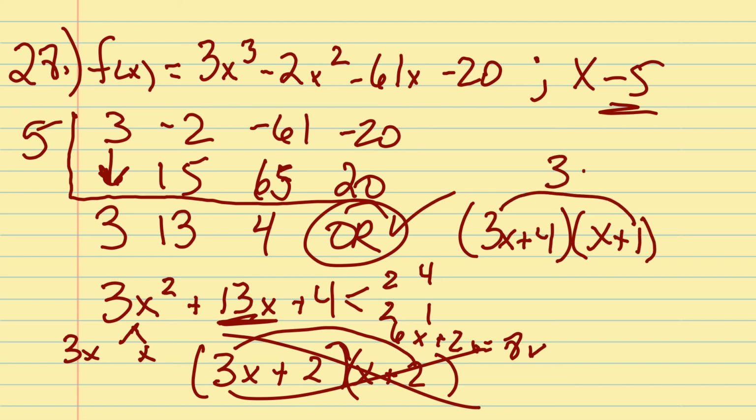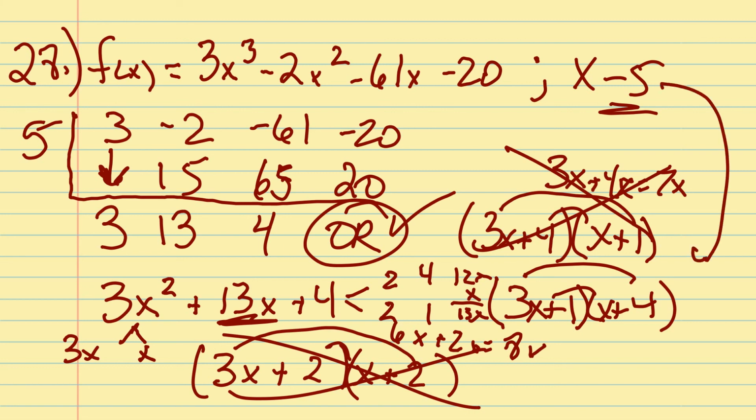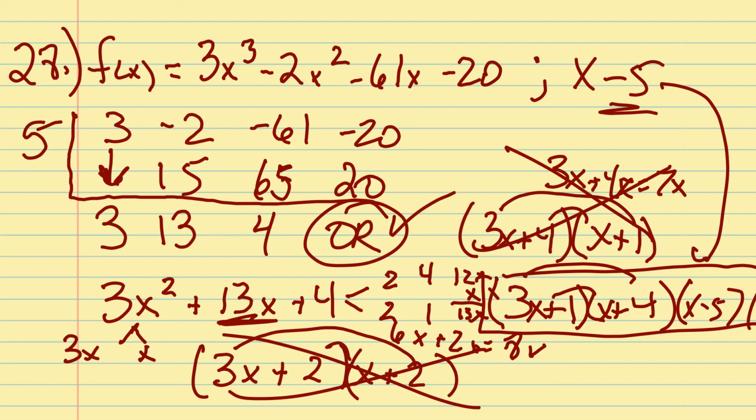3x and 1 is 3x. 4 and x is 4x. Together, that's 7x. So that's not going to help me. So I hope my last chance is 3x plus 1, x plus 4. Outside gives me 12x. The inside gives me 1x. Together, that's 13x. So that's good. And then I can't forget my x minus 5. So that's my final answer. So notice with this one, I just had to check it a couple times, and that's it. And we're done with this homework.